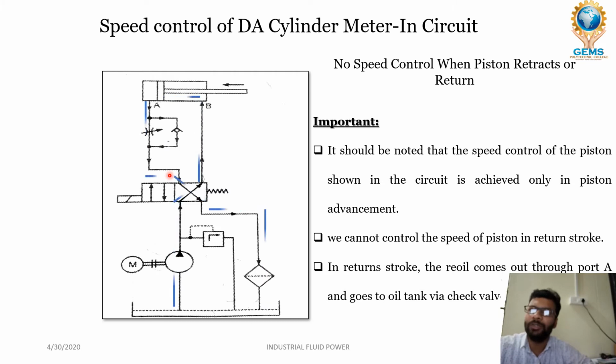So what is the metering circuit? In metering circuit, the flow control valve is kept only in the forward stroke, that is during the advancement motion only, not during the return stroke.